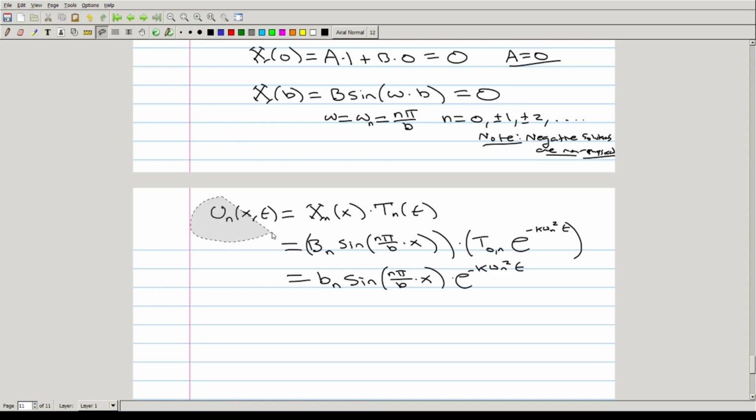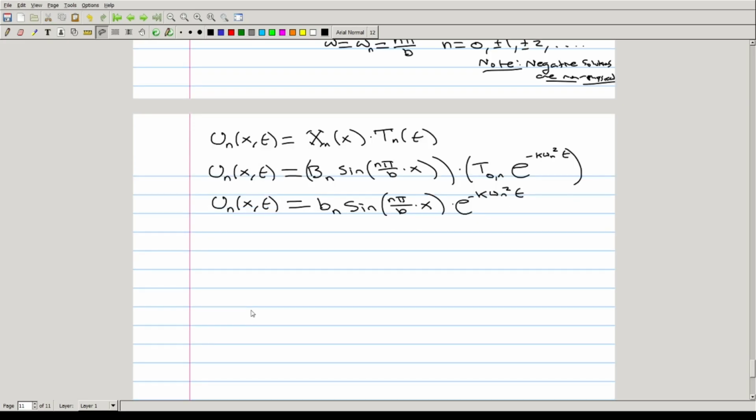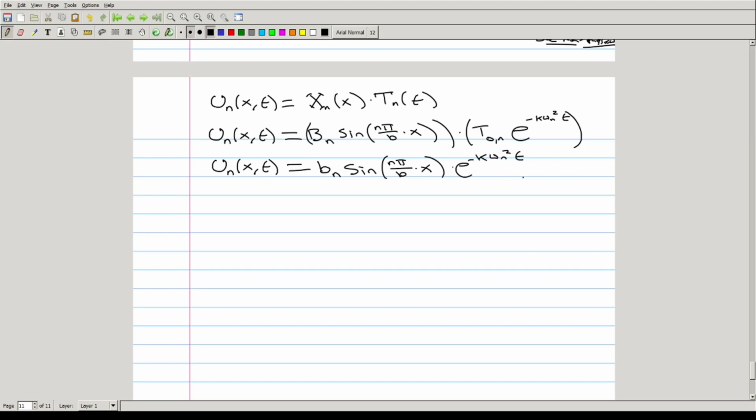This is where the real magic happens. Because we have that this is satisfied for n from 1 to infinity. When n is 0, this is 0. So 1, 2, 3, and any positive natural number n are the solutions that we have here. And so the general solution then is the sum of all of these separable solutions.